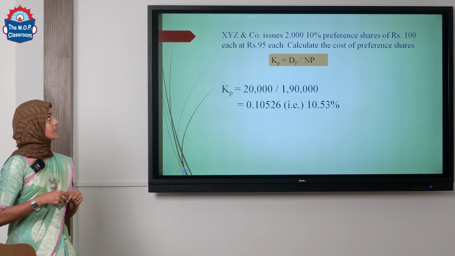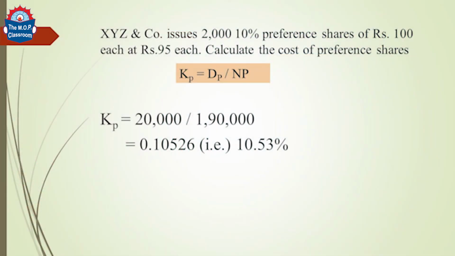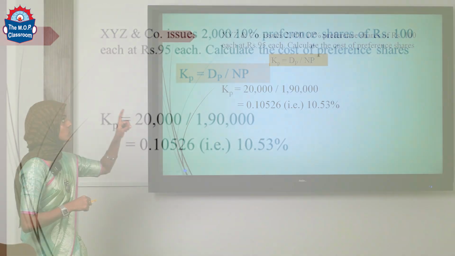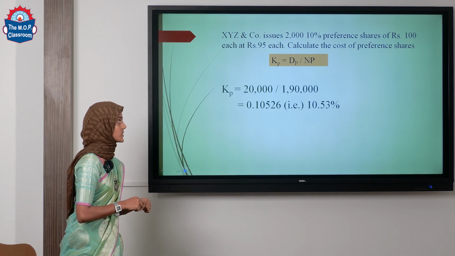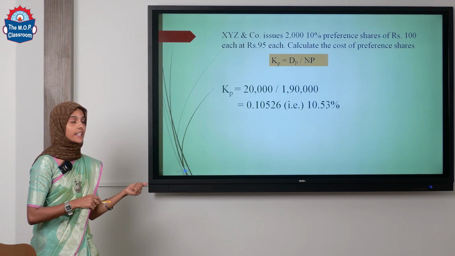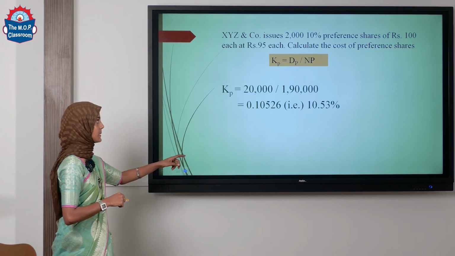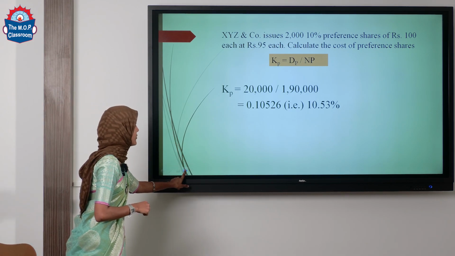XYZ company issues 2000 10% preference shares of rupees 100 each at rupees 95. Calculate the cost of preference shares. Here the formula is the same, DP divided by NP, but the net proceeds that the company receives from the business is only 95 rupees per share. So, it should be multiplied with 2000. 2000 into 95 is 1,90,000. The cost of raising money through irredeemable preference shares will be 10.53%.